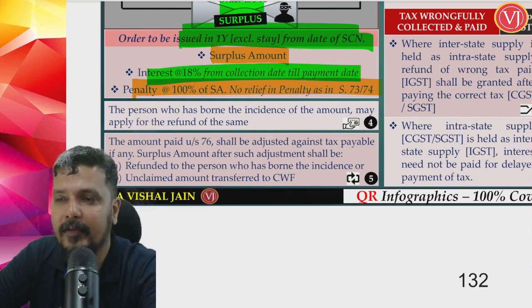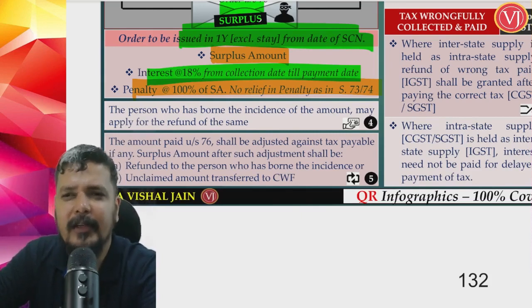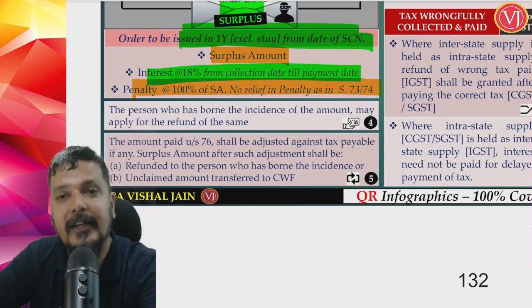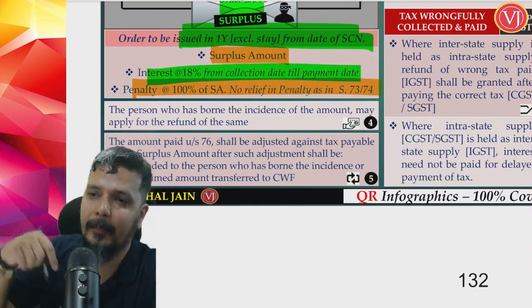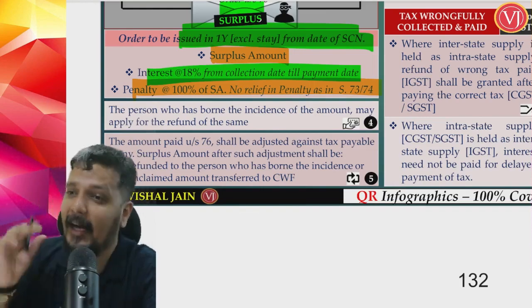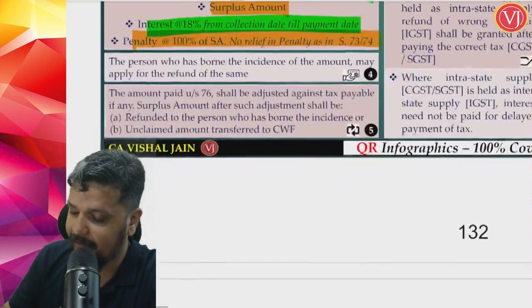So, it is an extreme fraud case for surplus amount. No time limit for notice. For order after you give notice, within 1 year plus stay period. You have to pay that surplus amount with interest right from the date you collected till you are making the payment. Penalty 100%, no relaxation.